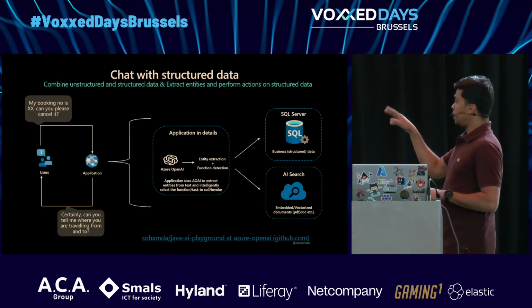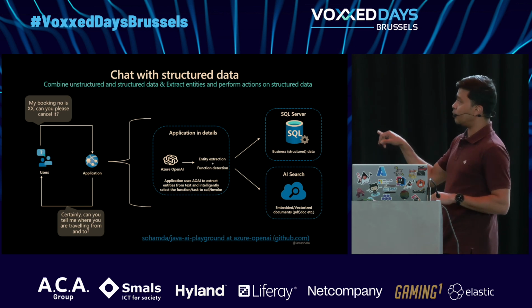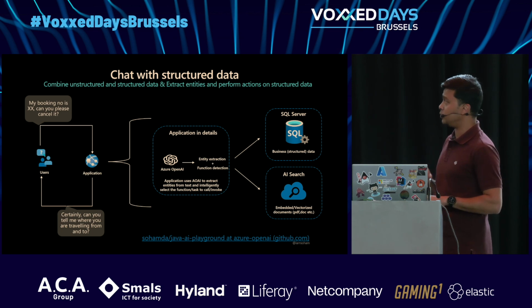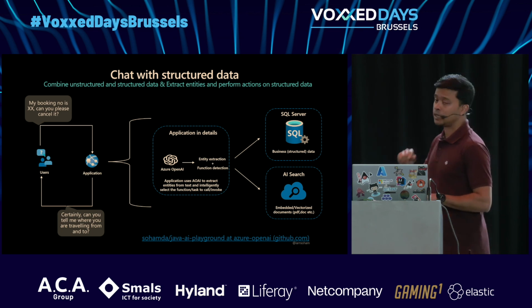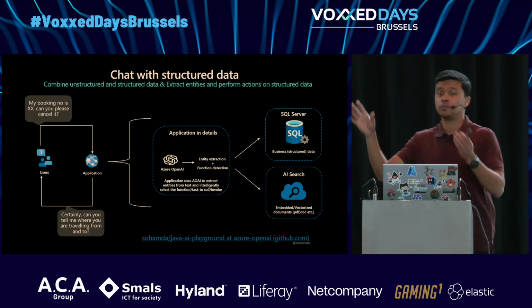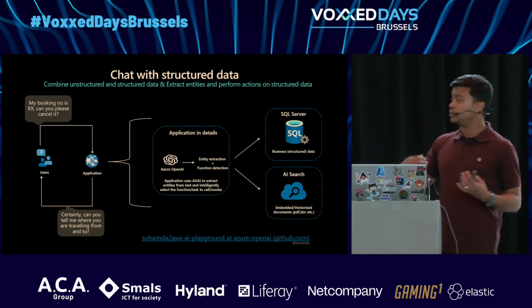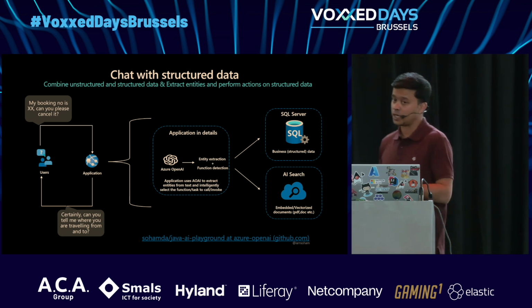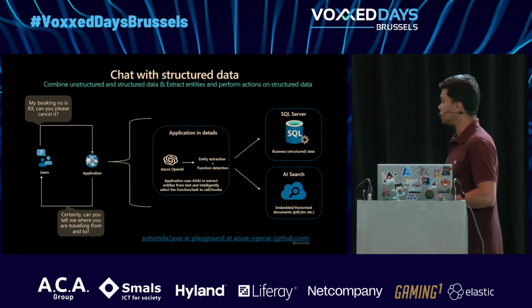This is the simple architecture diagram of what I just showed for the booking application. So you get the booking details, and using an orchestration model, which doesn't have to be Semantic Kernel, but it can be Semantic Kernel, you figure out what entities you need, what function you need to call, and invoke that as well.